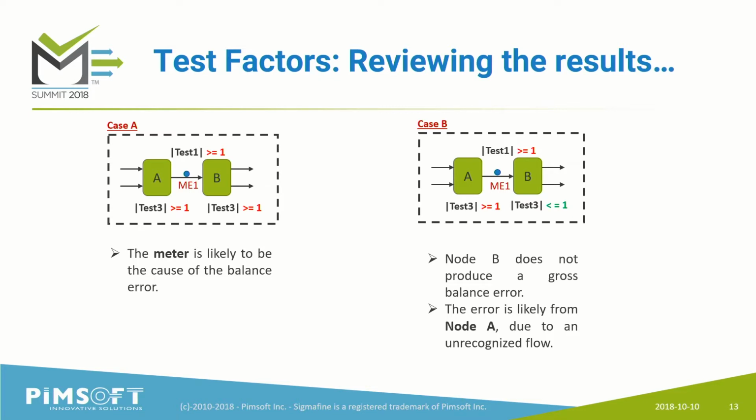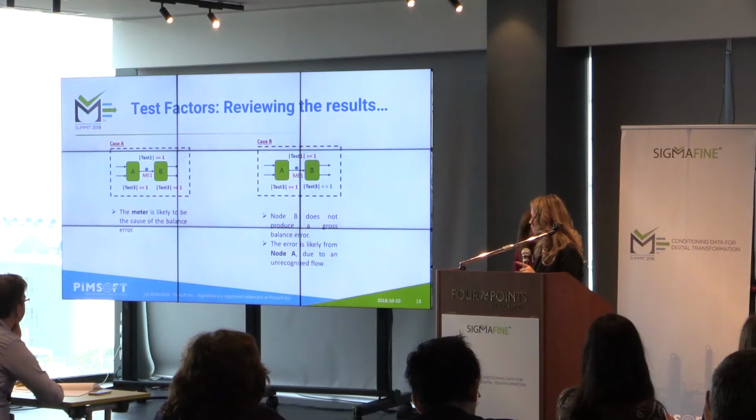But in case B, again with the meter, with test 1 having a value greater than or equal to 1 in absolute value, but one of the balance points has the result of test 3 less than or equal to 1 in absolute value, it means in this case that node B does not produce a gross balance error, but probably the cause of error is node A.